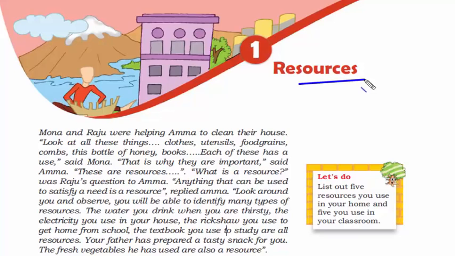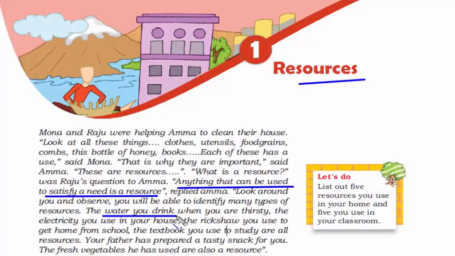Chapter 1, Resources. So, what is the meaning of resources? Anything that can be used to satisfy a need is a resource. This sentence speaks a lot about this chapter. There are almost unlimited examples on this planet Earth that can be covered behind this sentence. Let's go through some basic examples.